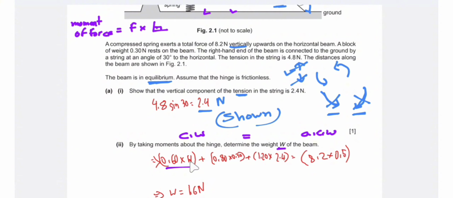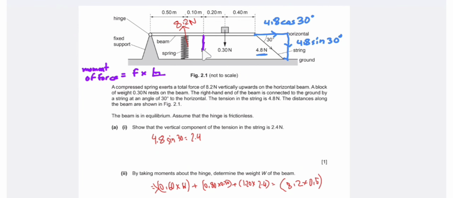So 0.60 into W. Similarly, this force, that is 0.30 Newton, is also causing the beam to move in a clockwise direction. So 0.30 Newton, and the distance from the pivot is 0.50 plus 0.10 plus 0.20, that is 0.80. So force and the perpendicular distance: 0.30 into 0.80, plus the vertical component of this string.